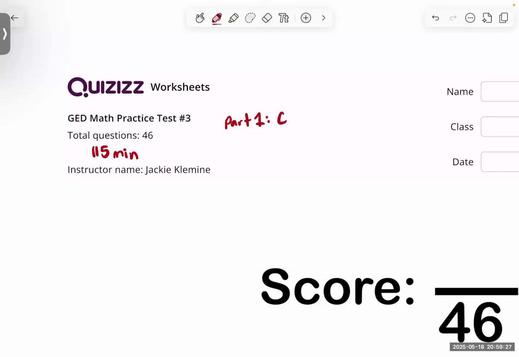Part one is no calc. It's around five or six questions. Part two is the rest of it, calc allowed. That's around like 40 questions, which is the rest of it.